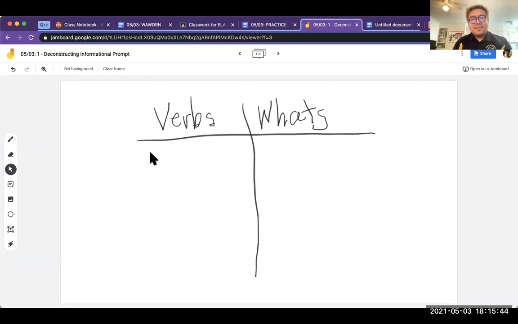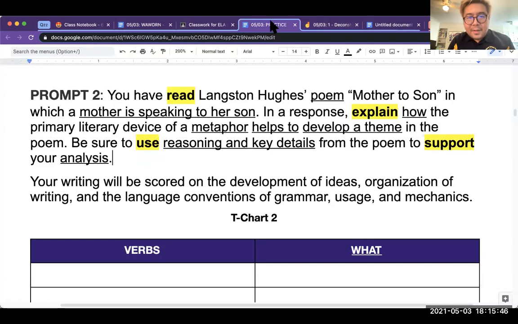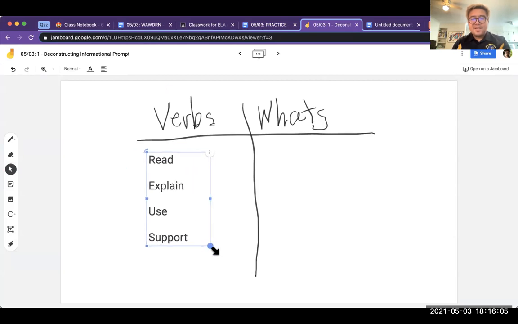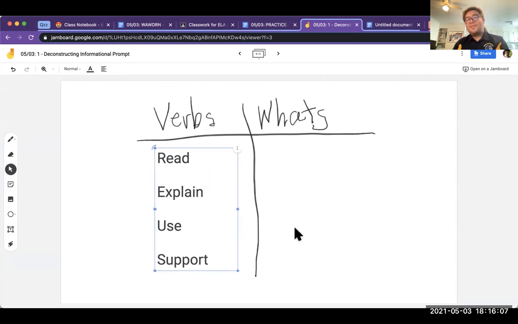We've got read, explain, use, support. Four verbs. So it's actually not that overwhelming right now because there's only four things I really have to do.